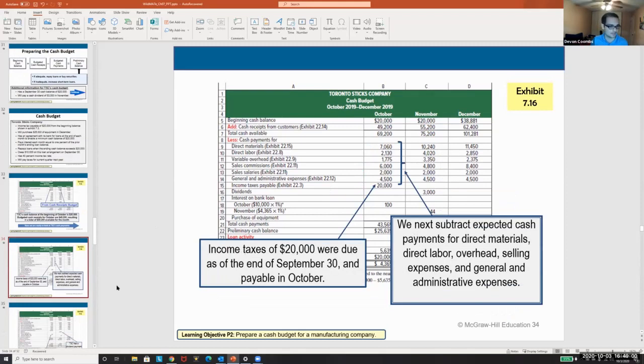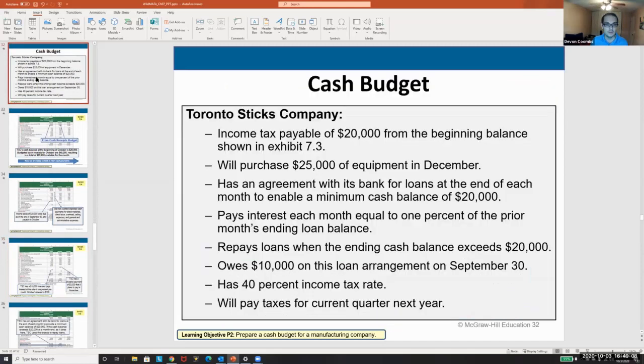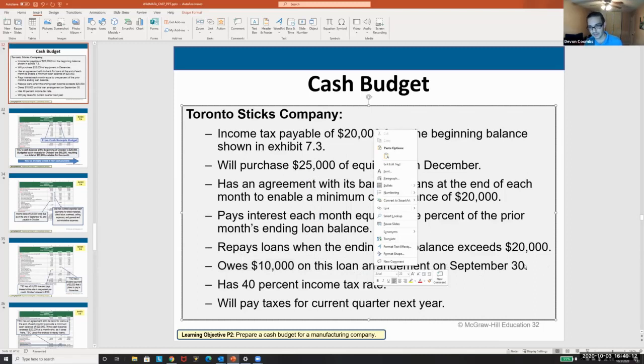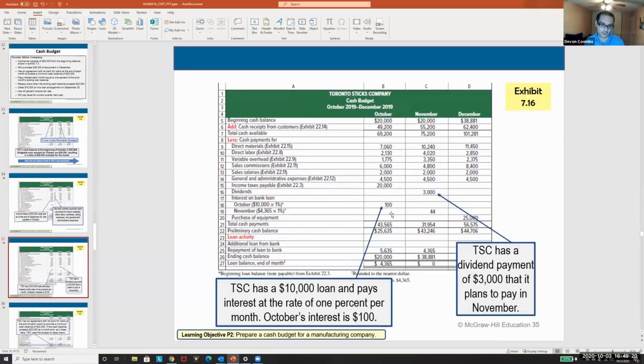We next subtract the expected amount. And then we had a $10,000 loan. And so where are we getting the $10,000? We owe $10,000, right? So we went here. This is where they get this information from. We owe $10,000 on the loan, and we pay interest equal to 1% of the prior month's loan balance. So we owe $10,000 on this loan, and the interest in October is 1%. So we have $100 of interest expense.